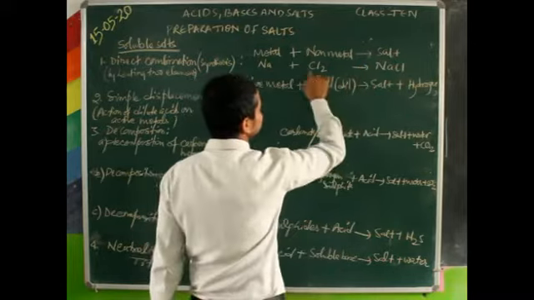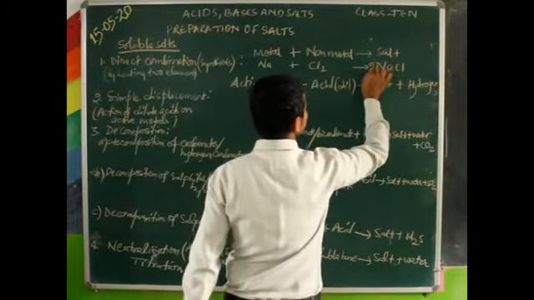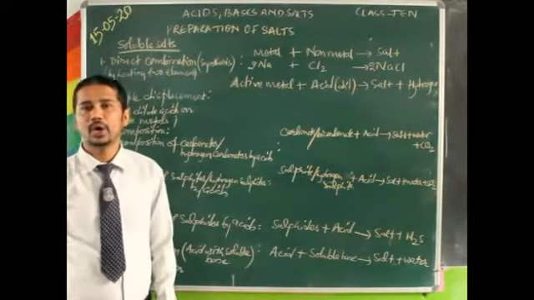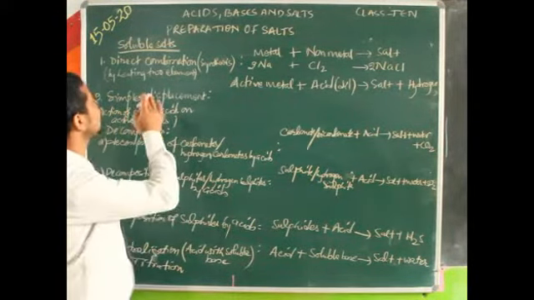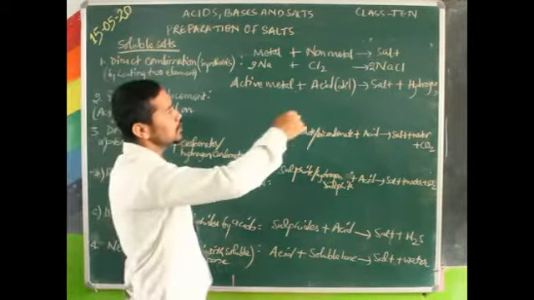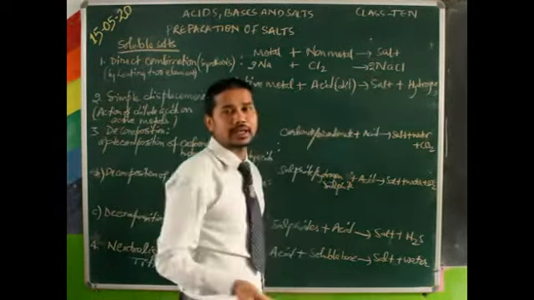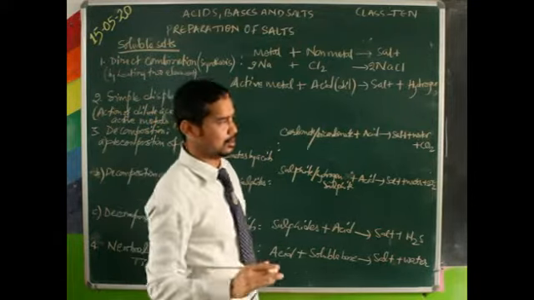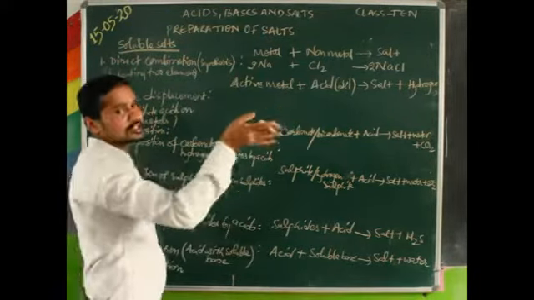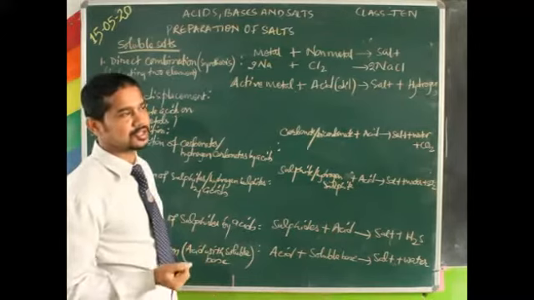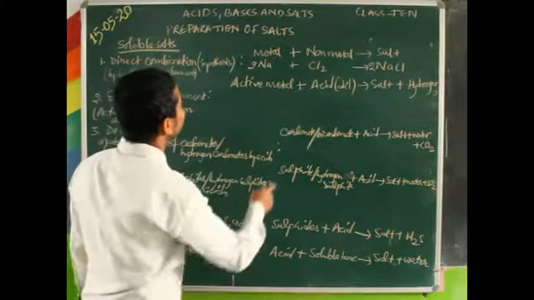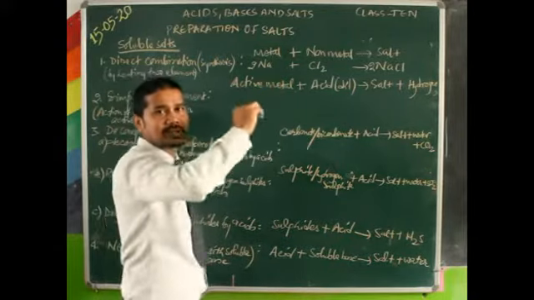Now let's balance it. Here it is 2, so make this also 2. So this way we can prepare salt, soluble salt. That means if you dissolve this in water, it will completely dissolve. Sodium chloride is soluble in water. We have seen at home also. So soluble salt.